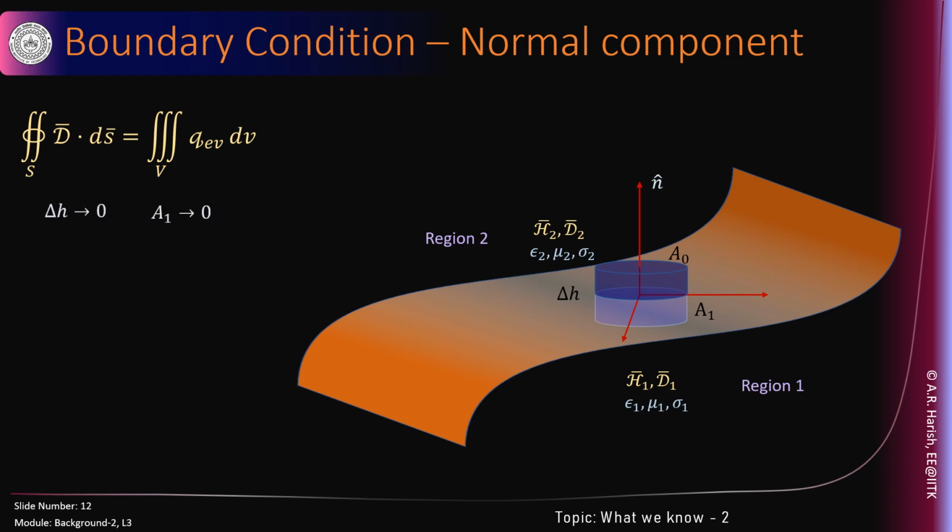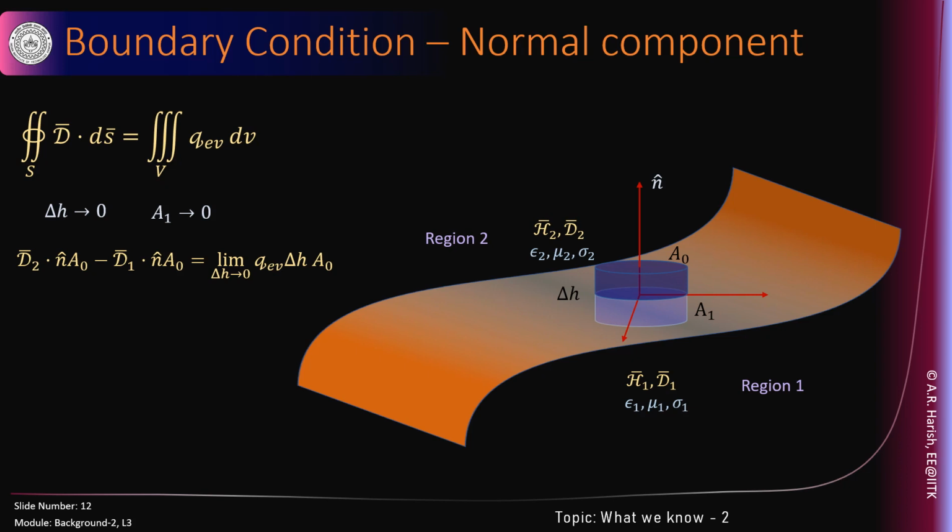Now as delta H goes to 0, A1 goes to 0. The surface integral has two contributions, one from the top surface, one from the bottom surface. Let us look at the contribution from the top surface. D dot dS bar will be D2 because it is in region 2, dot N cap A0. A0 is the area, N cap is the unit outward normal which is in the direction of N cap itself. For the bottom flat surface, it will be minus D1 dot N cap A0 because the unit normal direction to that bottom surface is in the opposite direction to that of N cap. Hence, it picks up a negative sign.